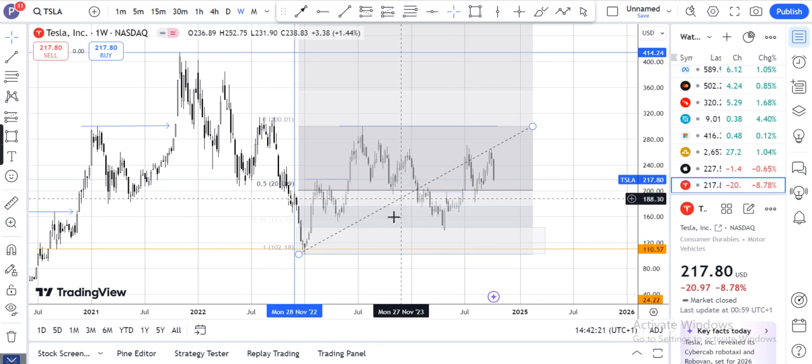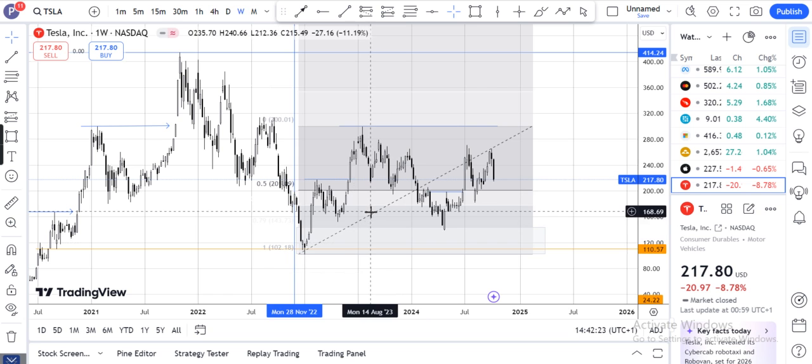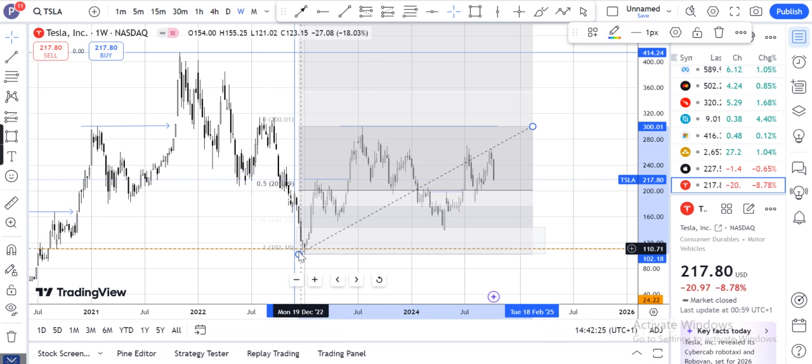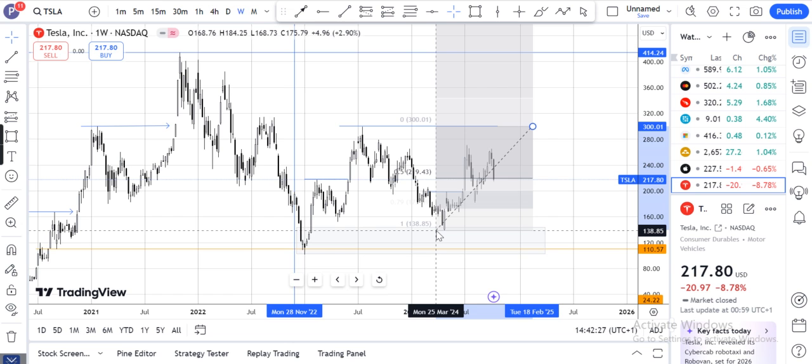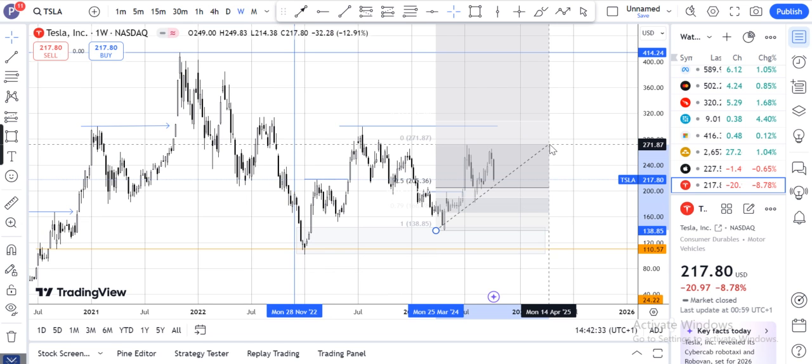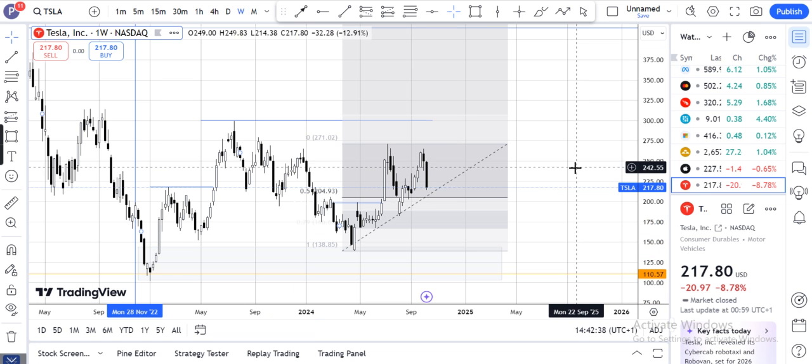So since we've gotten this entry here of the first Fibonacci, we can now simply adjust it to this current break of structure and this smaller high. I'll mark the high so we don't get our chart messy.